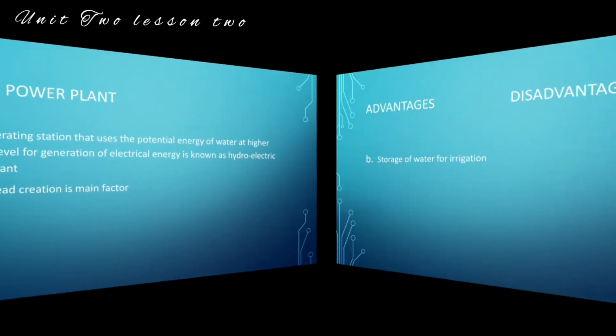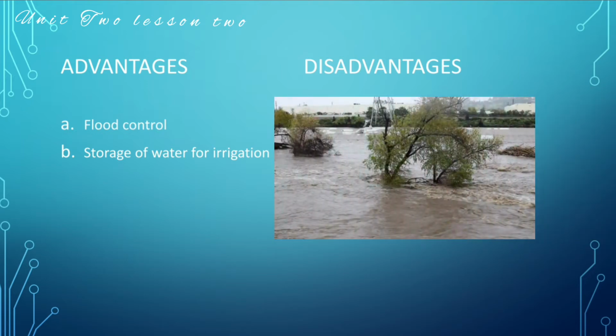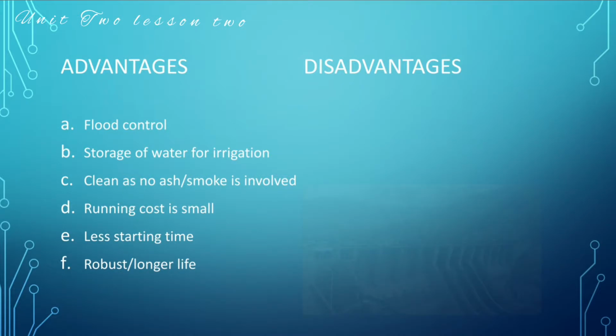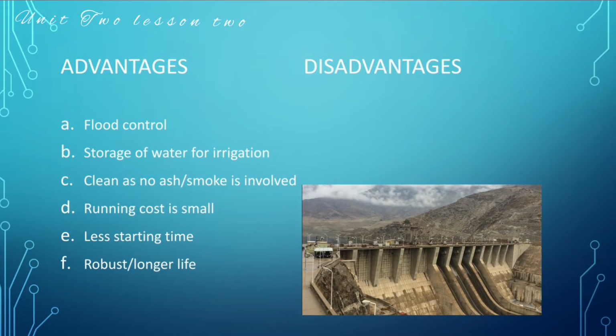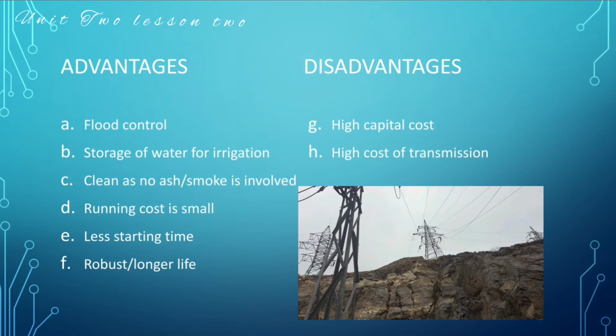A hydroelectric power plant has its own advantages and disadvantages. The advantages are flood control, storage of water for irrigation, clean as no ash or smoke is involved, running cost is small, less starting time, and robust and longer life. The disadvantages are high capital cost and high cost of transmission.